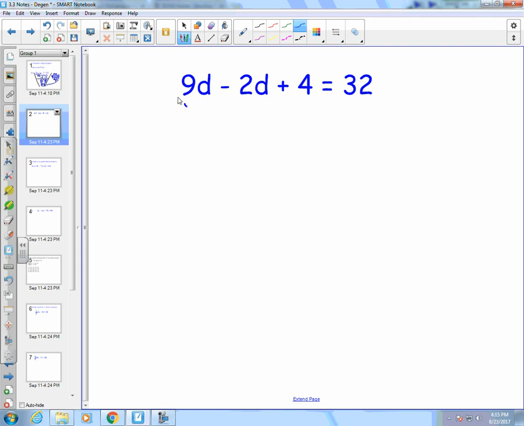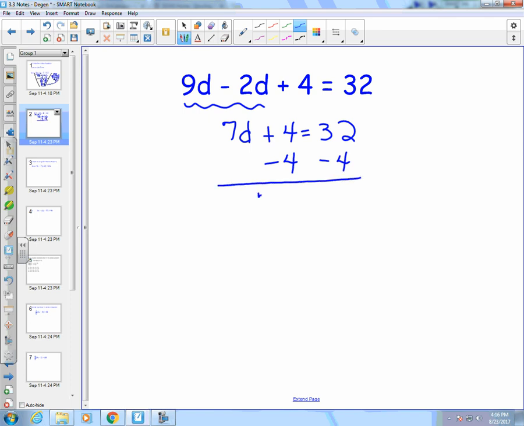We should start out in combining our like terms, so that we'll have 7d plus 4 equals 32. We're always trying to get the variable by itself, so the plus 4 is what we need to get rid of. We have to undo that, so we're going to subtract 4 on both sides in order to undo, and we'll have 7d is equal to 28.